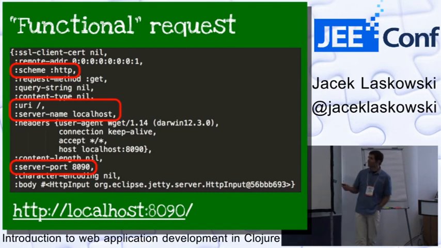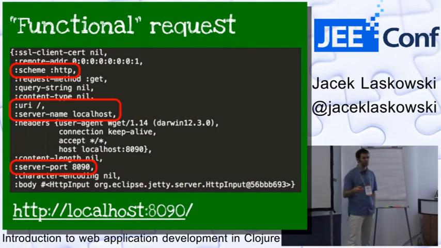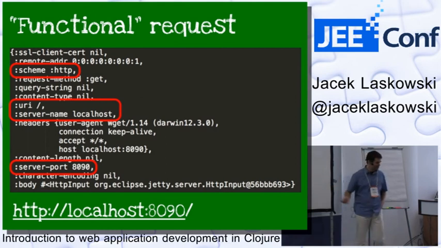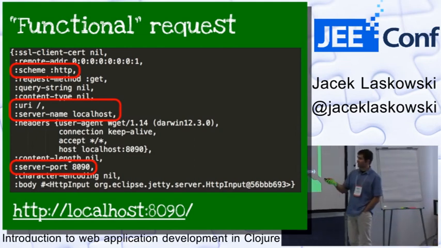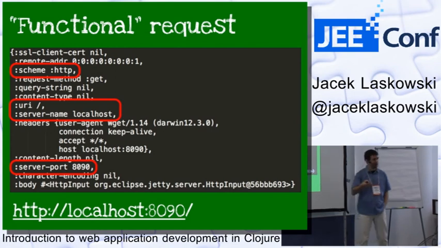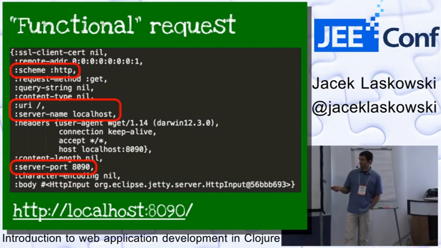What about scheme? Or what about, am I accessing HTTP or HTTPS? HTTP. How do you know it? It's easy, it's here. Okay, so HTTP, right. Then localhost, and URI is slash, and that gives us 8090. This is the port of the server. That's the URL. That's simple.